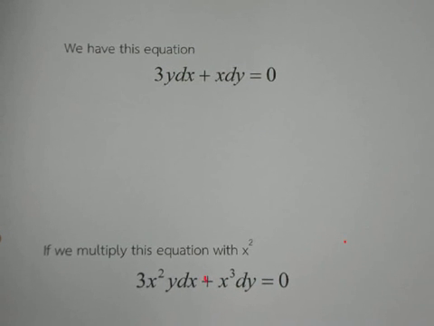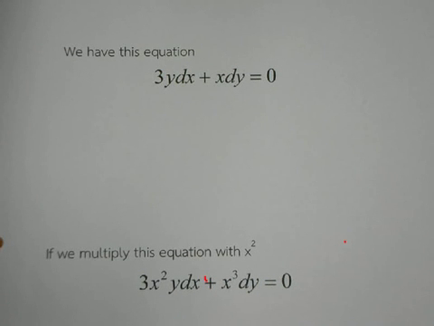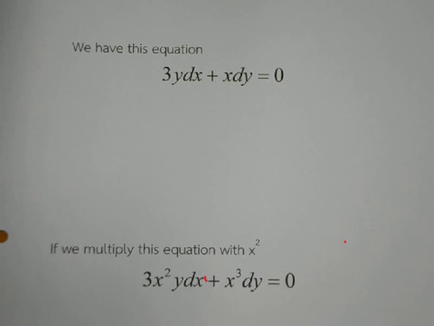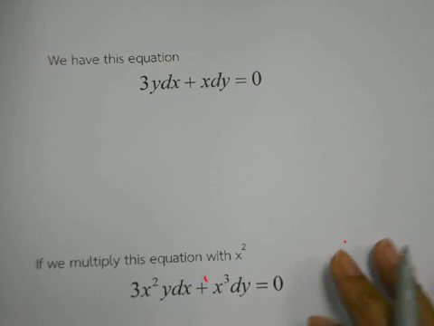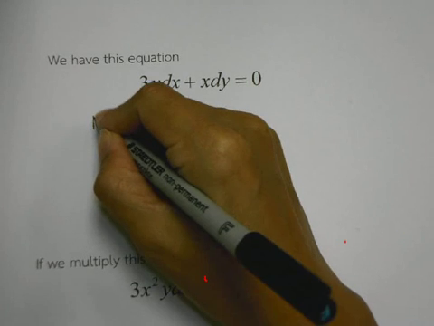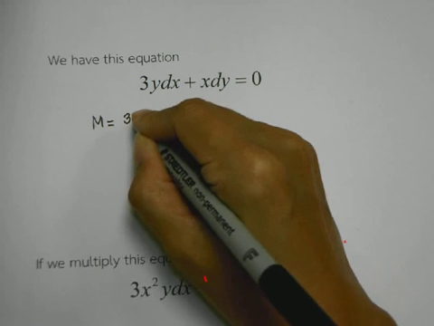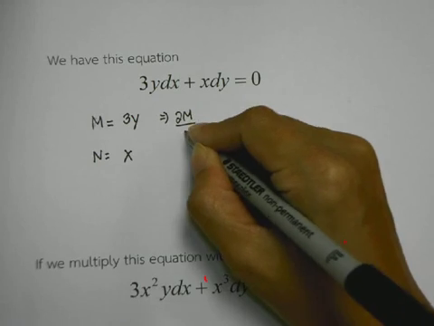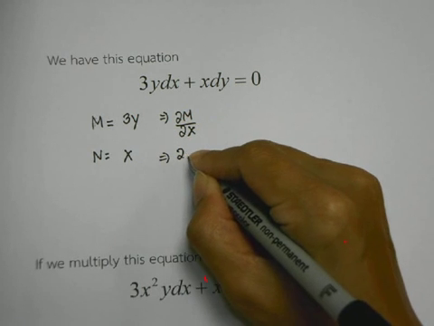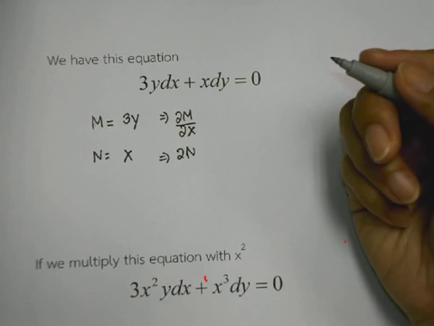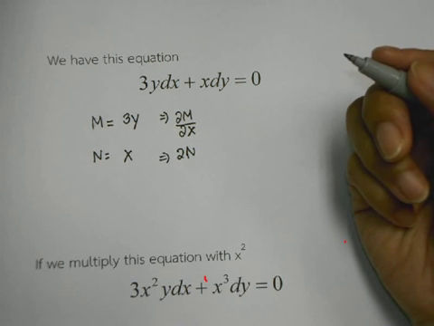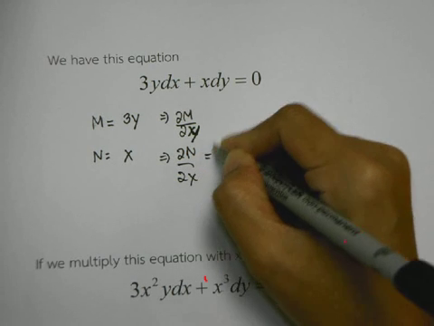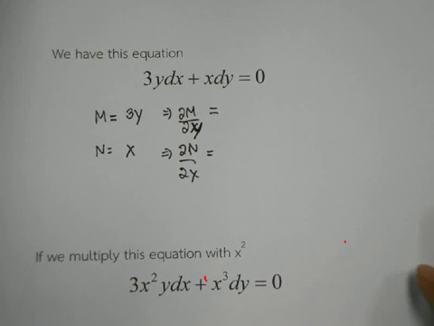Now, we have this equation: 3y dx plus x dy equal to 0. I just want to know whether this equation is an exact equation or not. What do you get for the derivative of M with respect to y?